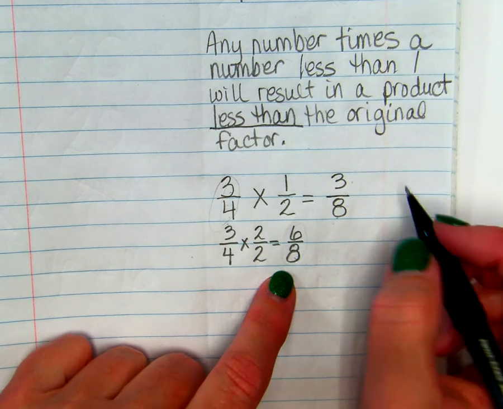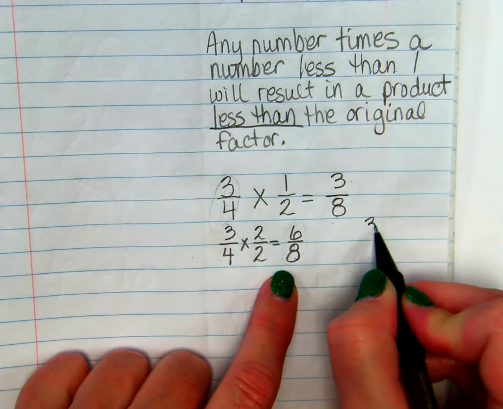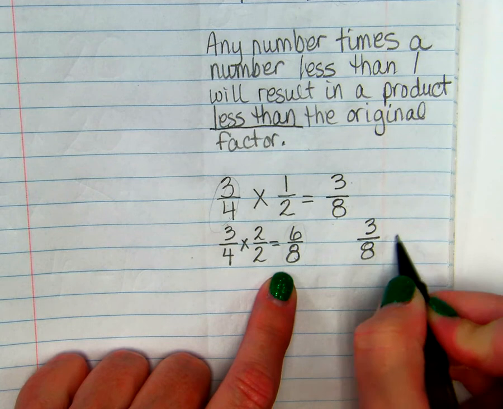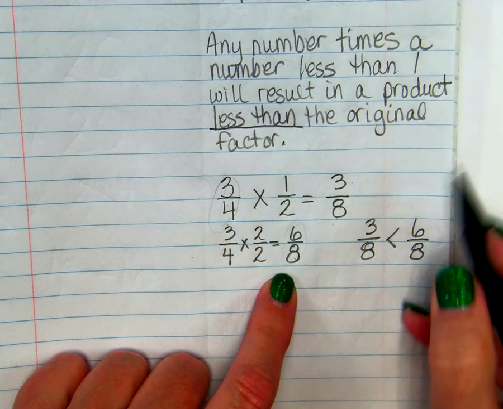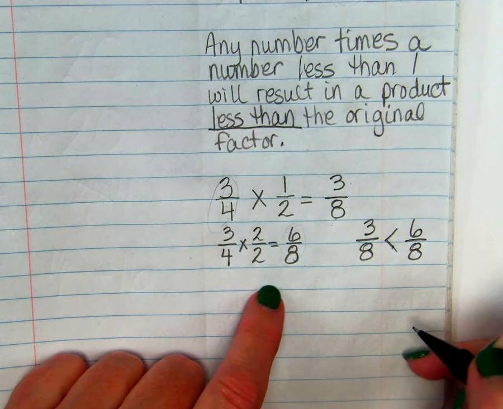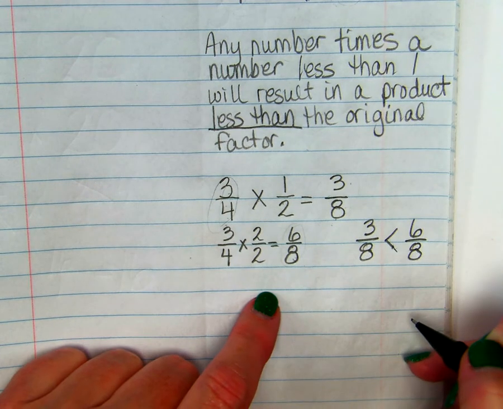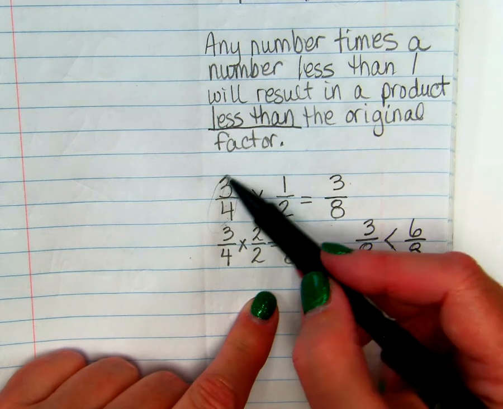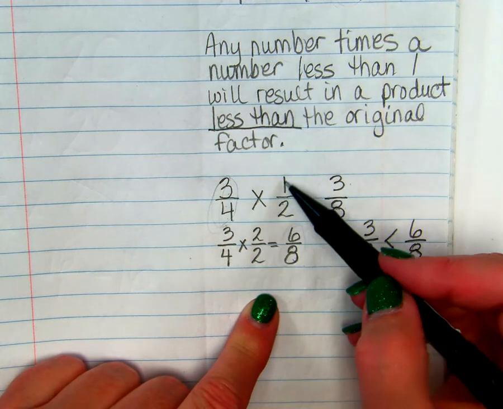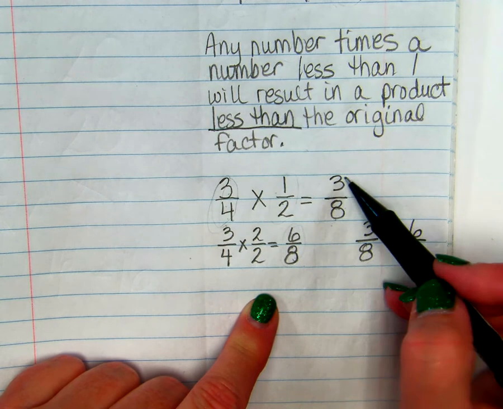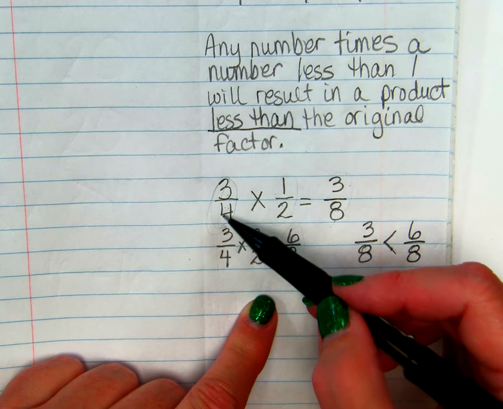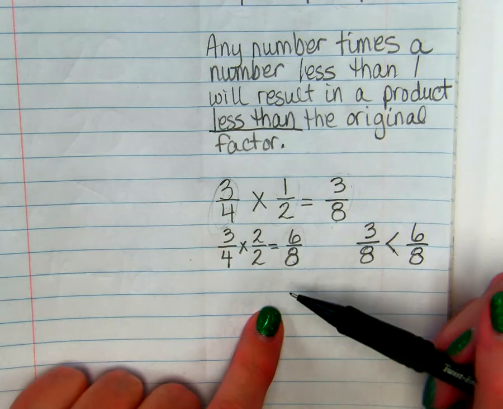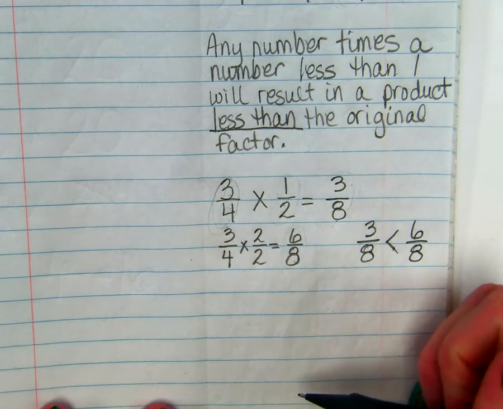So let's write this comparison. 3/8 is less than 6/8. Remember my comparison signs? So that's less than. When you multiply any number times a factor less than 1, it will result in a product that is less than the original factor. Now let's look at the flip side of that.